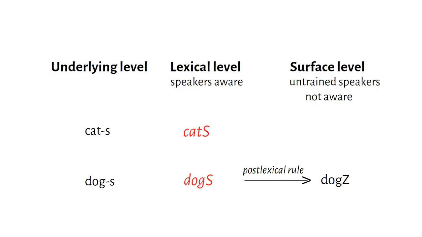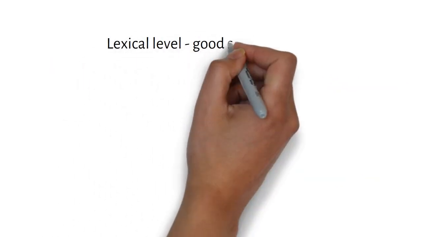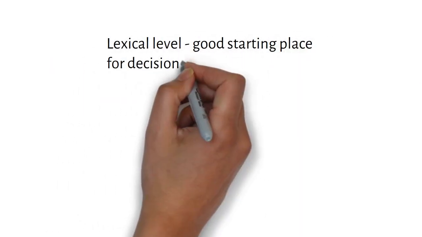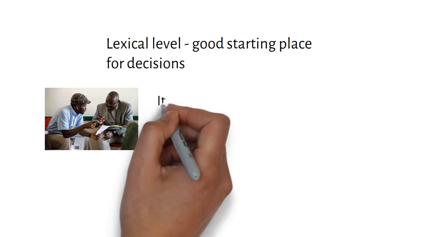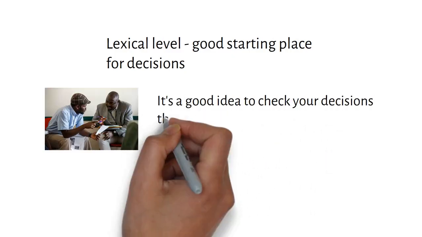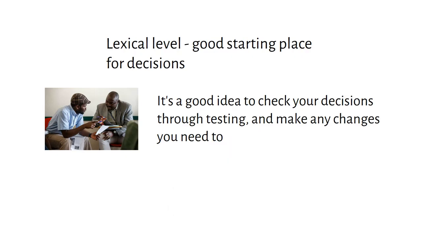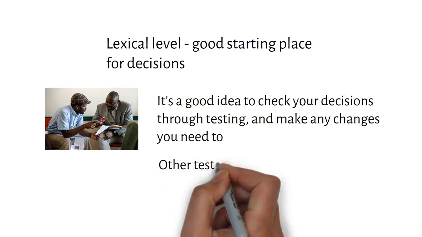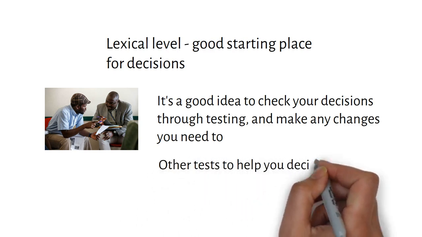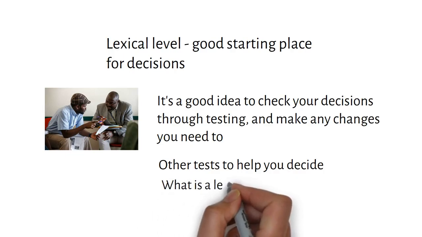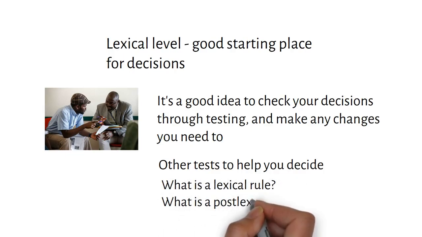Well, this sounds pretty easy. But are there complications? The lexical level is a good starting place for decisions. It is still a good idea to check your decisions through testing and make any changes you need to. Also, not all decisions are as simple as our examples here. So there are other tests to help you decide what is a lexical rule and what is a post-lexical rule.